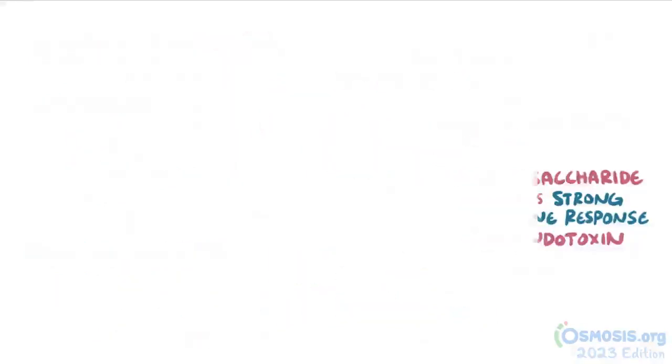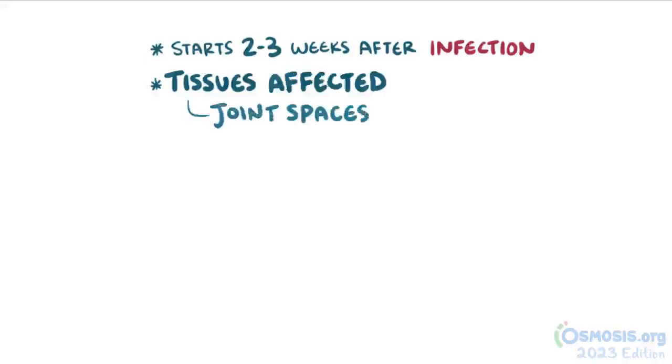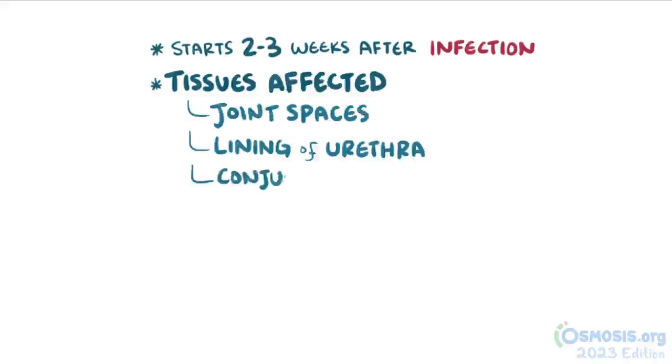Now, because the immune system takes a little while to present foreign antigens and kick T cells into gear, reactive arthritis often starts 2 to 3 weeks after an initial infection. Tissues usually targeted by the immune system are tissues of the joint spaces, but occasionally the immune system also attacks tissues like the lining of the urethra and the conjunctiva.